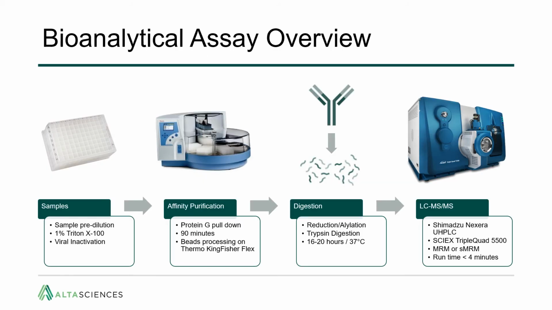So here is an overview of the finalized workflow. The samples are first diluted 40-fold in a 1% Triton solution to inactivate the SARS-CoV-2 virus and make the samples safer to handle. Pull down is performed using protein G-coated magnetic particles for 90 minutes. The process is automated on our Thermo KingFisher Flex for both throughput and consistency. Following protein purification, the samples are reduced, alkylated, and digested overnight with trypsin to ensure reproducibility. The resultant peptides are analyzed using a Shimadzu Nexera UHPLC coupled to a SCIEX 5500 triple quad with typical run times below 4 minutes.